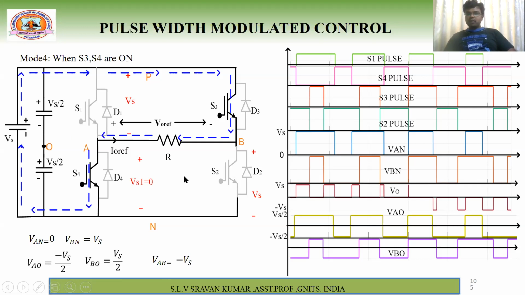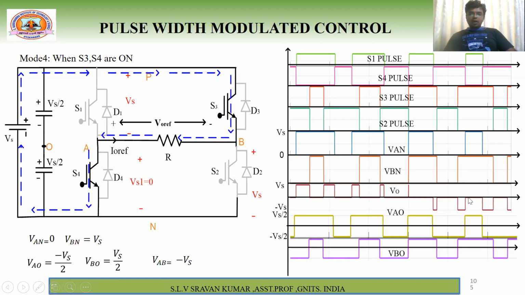Now we'll consider this point, this one, S3, S4 pulse. First of all, what is VAN? VAN is equal to 0. Next, what is VBN? VBN is Vs. So this pulse is S3, S4. Just consider this period. VBN is Vs, VAN is 0. Next, what is the output voltage? Minus Vs. If you consider only this period, you are getting minus Vs.